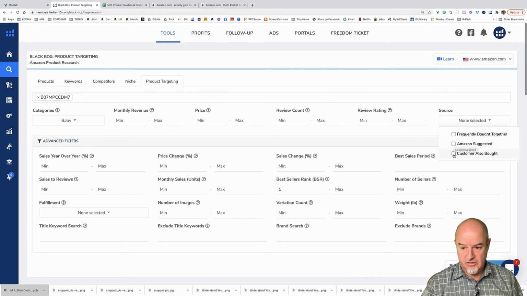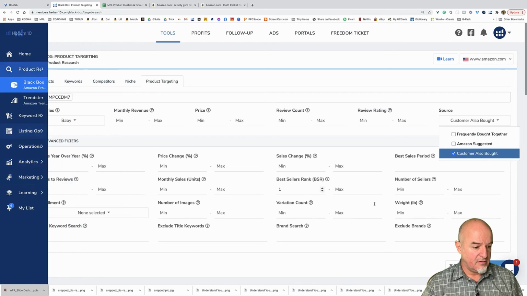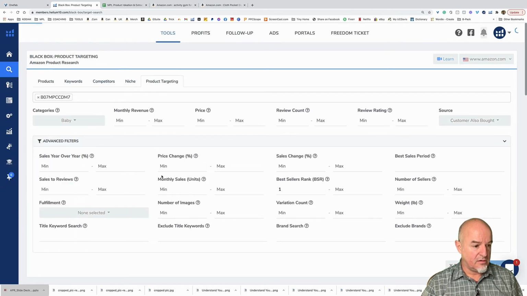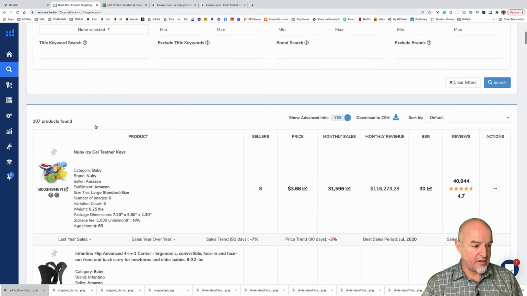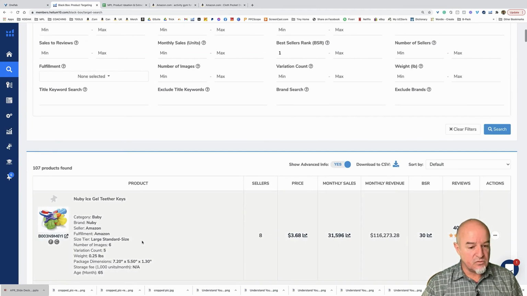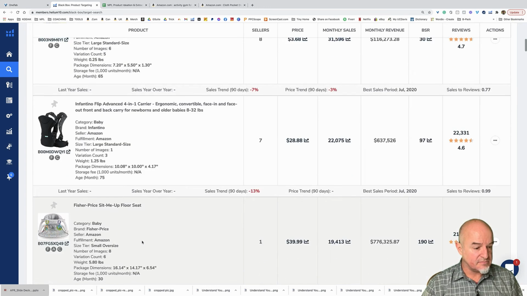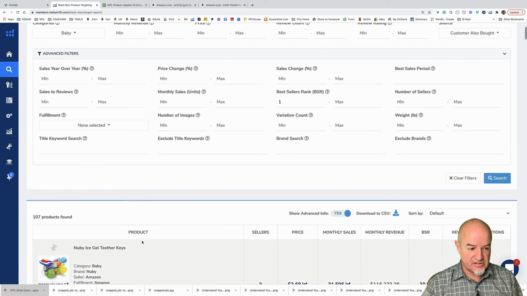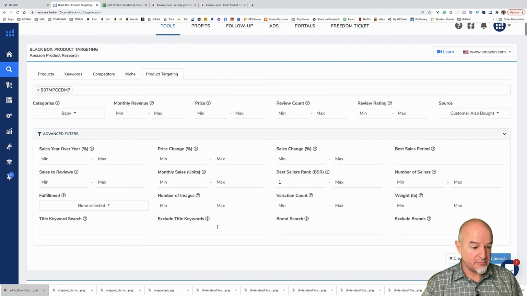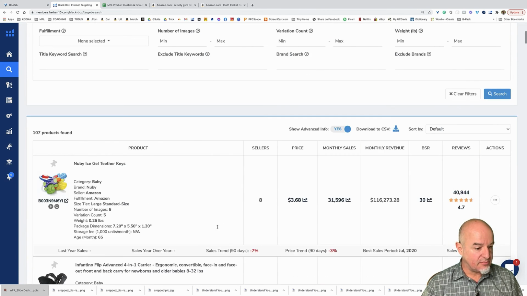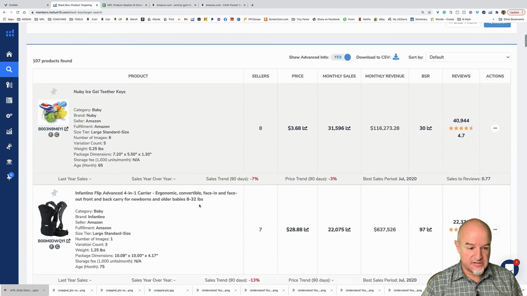So customer also bought seems like it'd be the same as frequently bought together, but it is a little bit different. Let's see what that gives us. If I click that one, a lot more, because people are obviously buying a lot more things. It's looking at what they're buying as well that's not necessarily always bought with that by multiple people. Okay. So customers also bought these other items, and there's the teether keys again at the top.